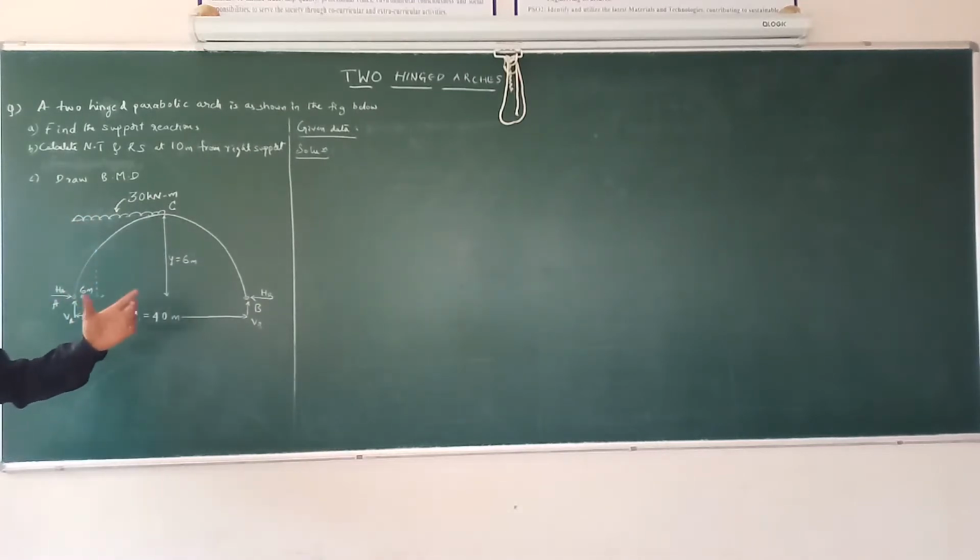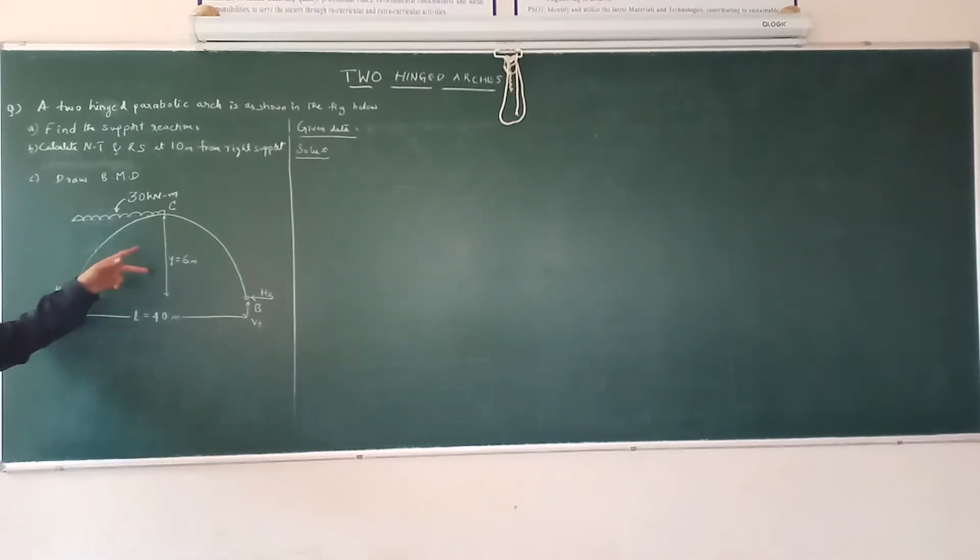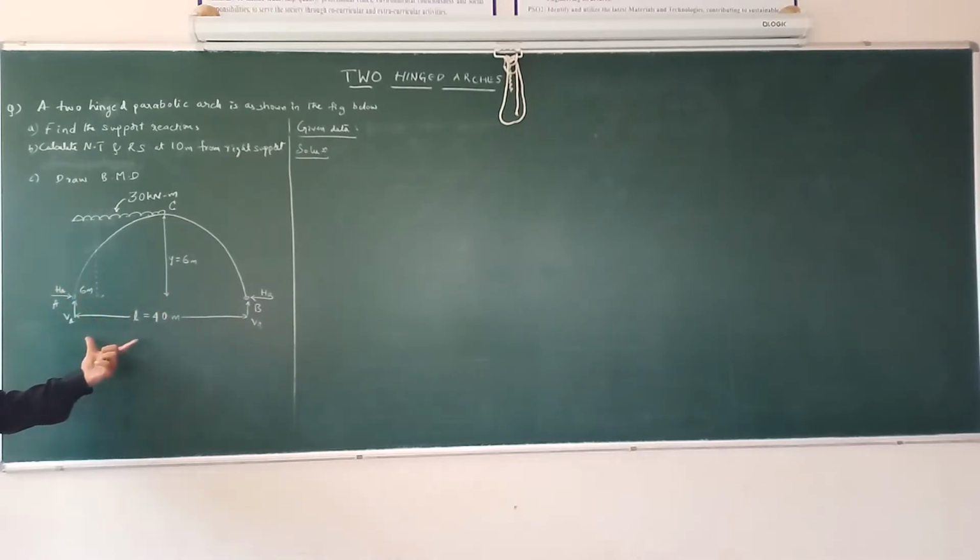That means you have to calculate the maximum positive as well as maximum negative bending moments as well. Then draw the figure. Here we have the figure: a two-hinged parabolic arch, with two hinges at either support at the same elevation. The maximum height above the ground is 6 meters, loaded with a UDL of 30 kN/m only on the left half of the two-hinged parabolic arch.